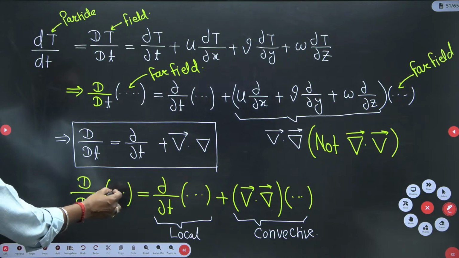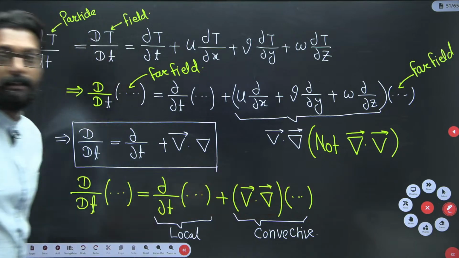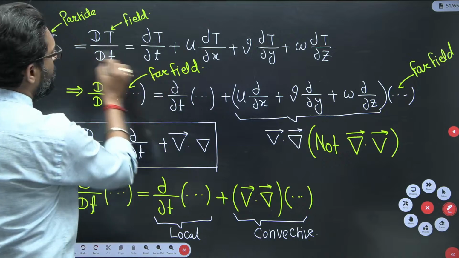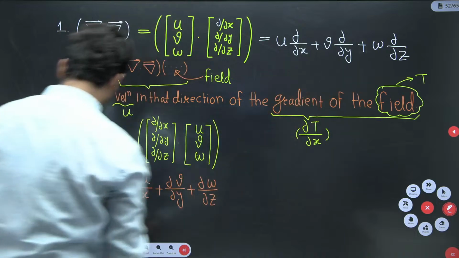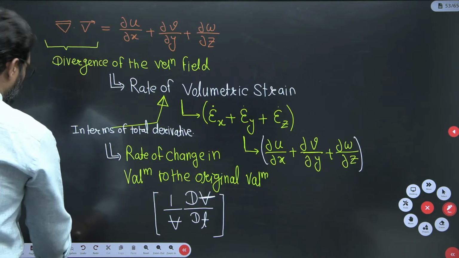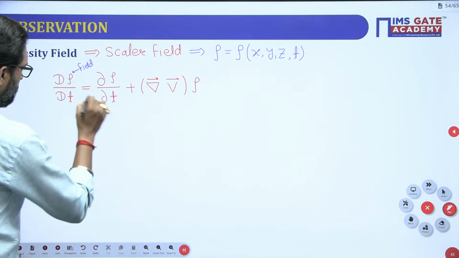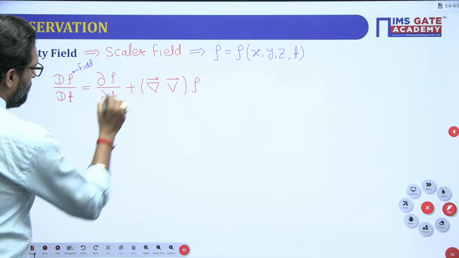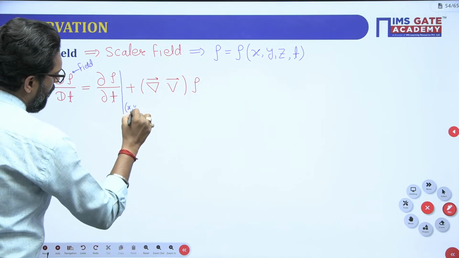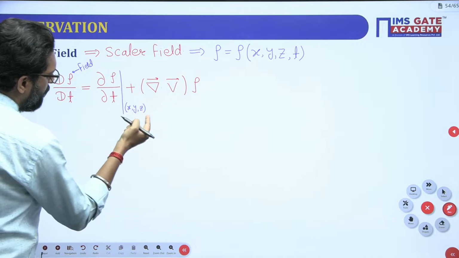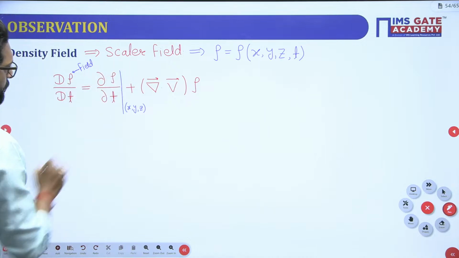D by dt of anything, density, is equal to partial d by dt of density plus v dot del on density. And v dot del, how to find v dot del? You have to find it like that. Now, this is how to split. This is at a fixed position. That means x, y, z fixed, and we differentiate with respect to time. So this is dt. This is all for the field.